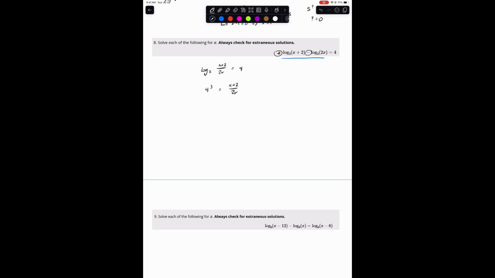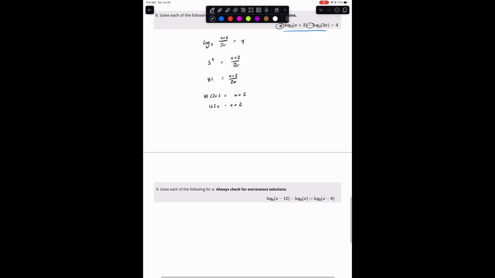Wait, not 4 cubed, sorry. 3 to the 4th, 81, equals x plus 2 over 2x. We'll multiply both sides by 2x, and we get 162x equals x plus 2. We can subtract x from both sides, get 161x equals 2, and then we divide. That should be our answer.